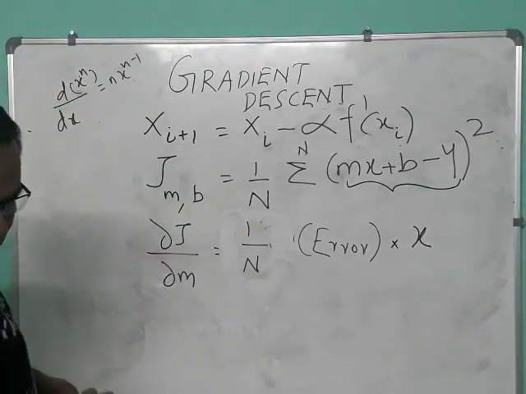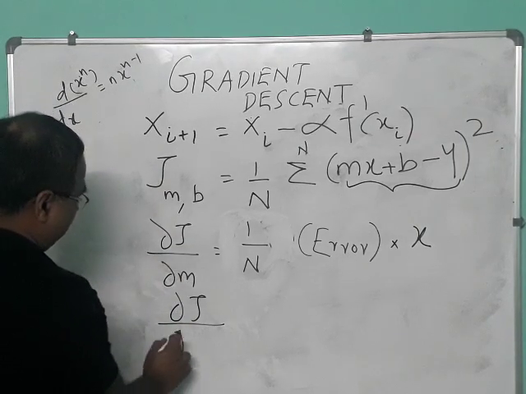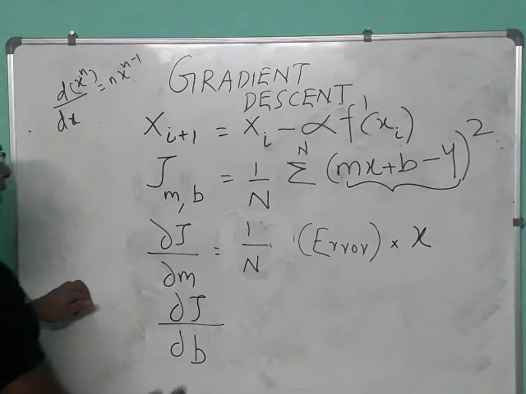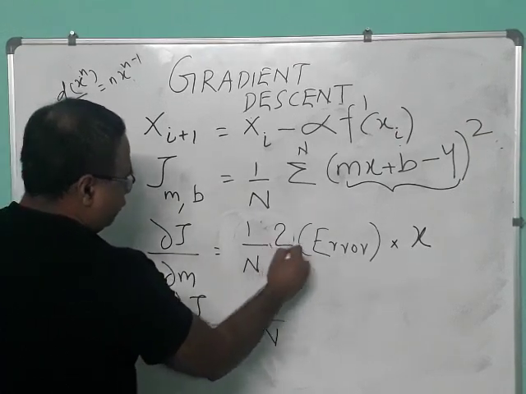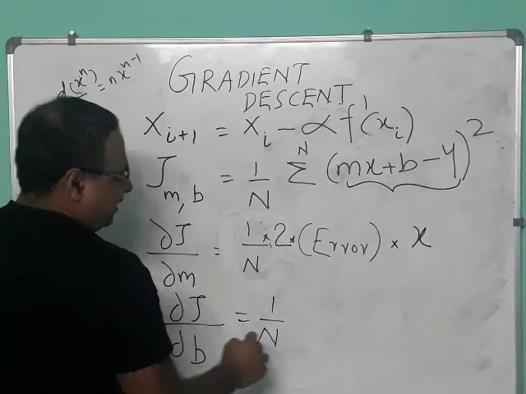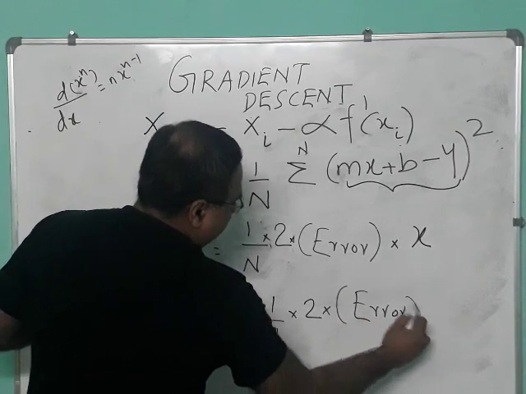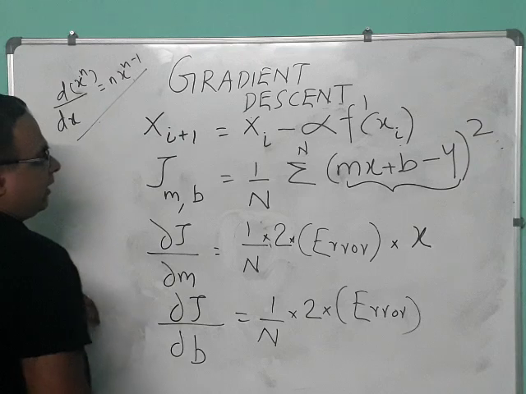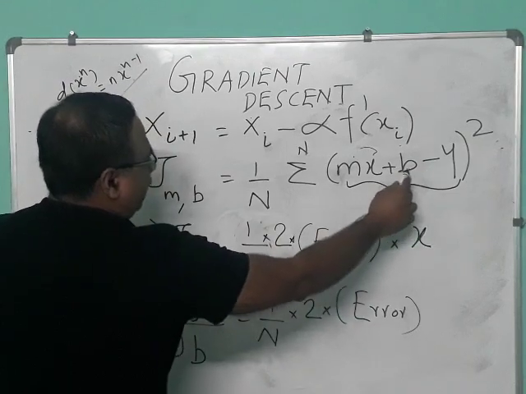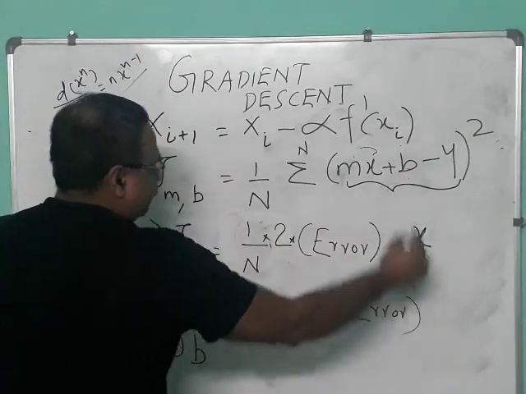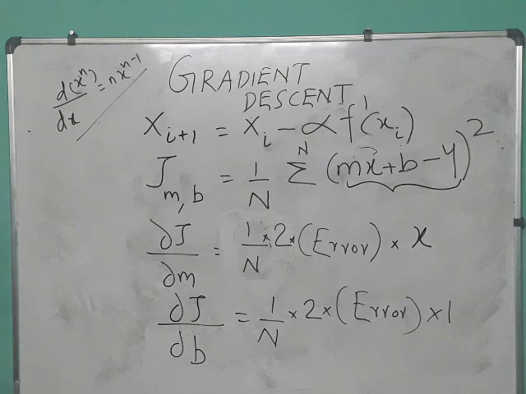In the same way, when you calculate dou J, this cost function, by dou b, at that time m is a constant. Again you will get 1 by n, then here you will get 2 also. This we will neglect later. Into 2 into error, n x raised to n minus 1. This formula, 2 into error. But we are differentiating with respect to b. All these terms are constants here. What is the derivative of b? 1. So you will get 1 by n, 2 into error into 1. So that's what you got.